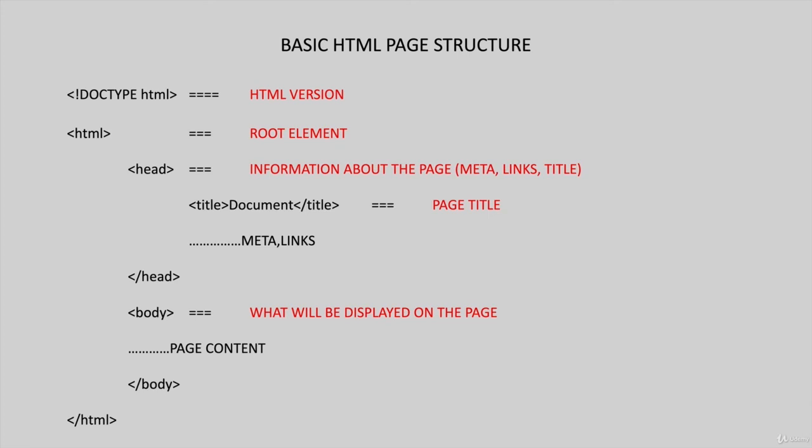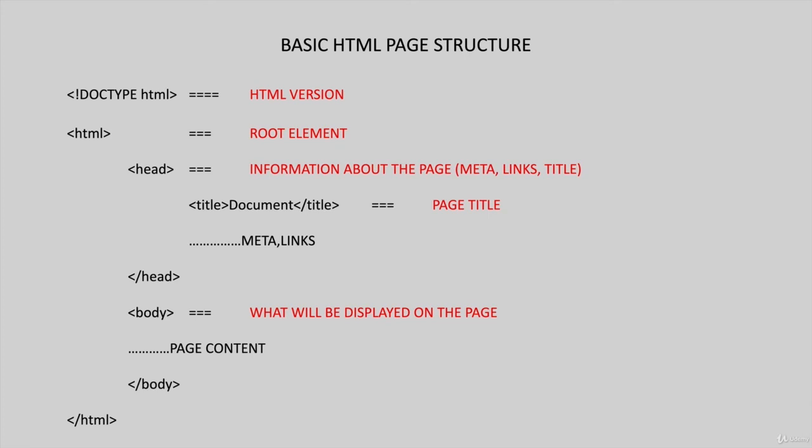At the very top, we have a doc type declaration that tells the browser what HTML version the page is written in. The doc type you see in a slide corresponds to the latest version of HTML, which is HTML5. Next, we have HTML root element that will wrap all our code in a page and will always contain one head element and one body element.